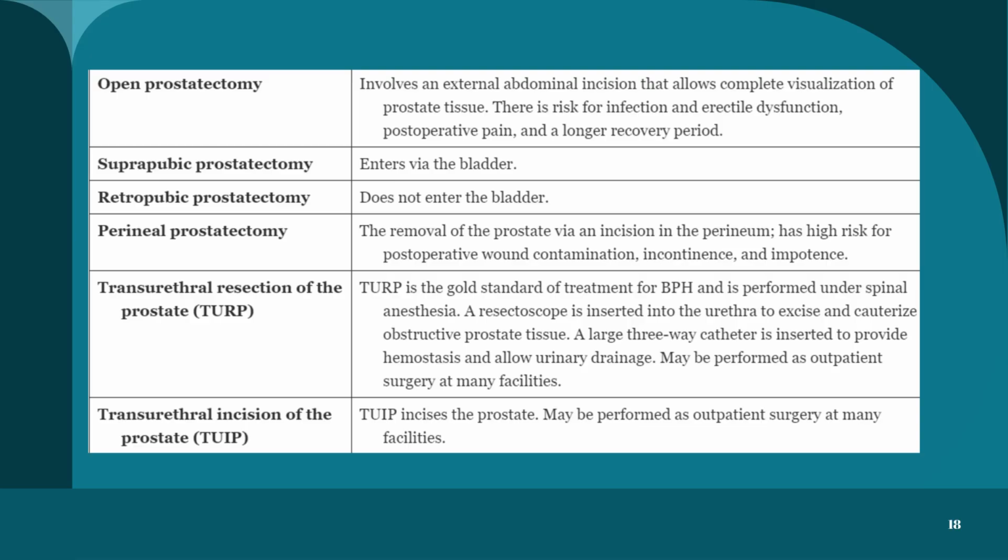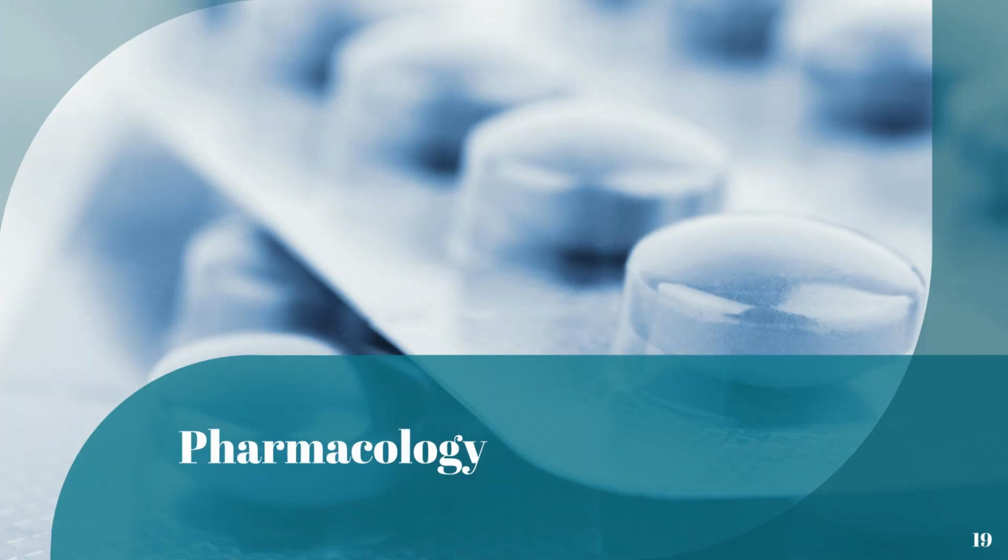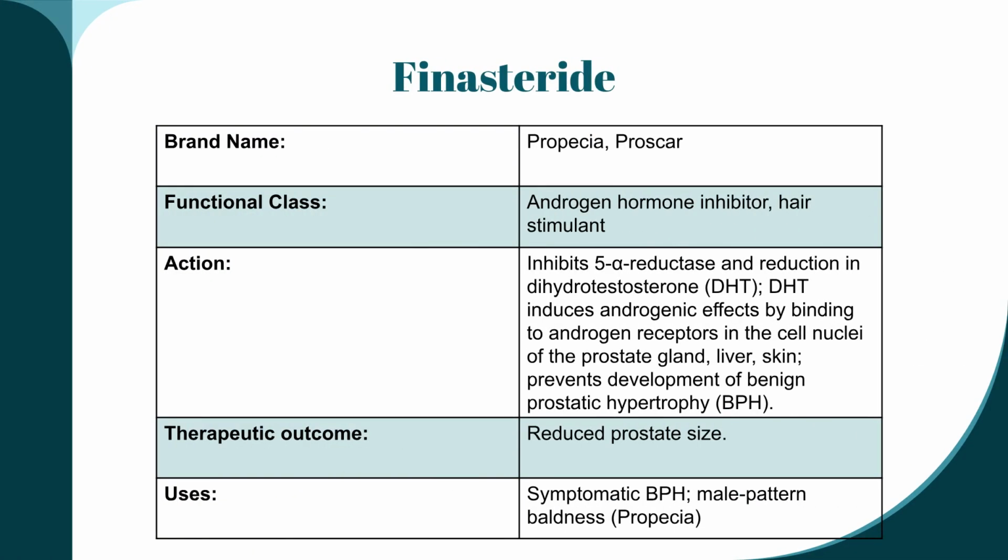and cauterize obstructive tissue. We will now discuss the pharmacology of medications used in the treatment of elimination disorders, starting with finasteride. Finasteride, marketed as Propecia and Proscar, is an androgen hormone inhibitor. It works by inhibiting 5-alpha reductase, which reduces dihydrotestosterone, thus preventing the development of benign prostatic hypertrophy. Its therapeutic outcome is reduced prostate size and is used for symptomatic BPH and male pattern baldness.